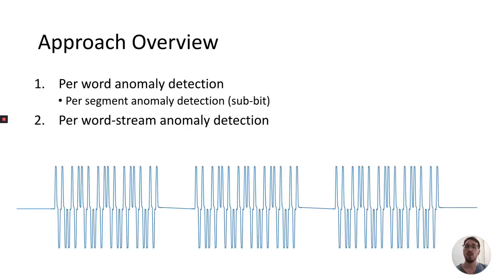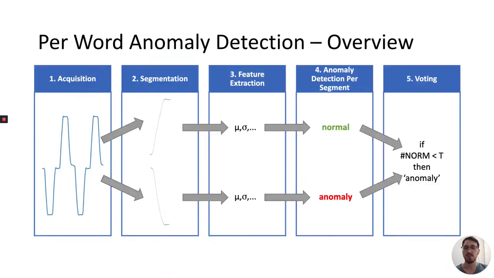Now that we know what we are dealing with, what can we do? We propose a multi-level approach. In the first phase, a pair-word anomaly detection. For each word, make a decision whether it is anomalous or a normal word. We achieve this by further segmenting a word and making decisions for each segment. The second phase improves performance by reading from the output of the first phase and then making a decision based on a sequence, a stream of words.